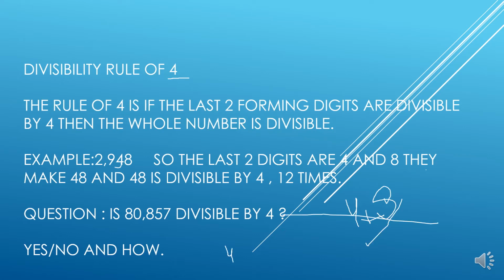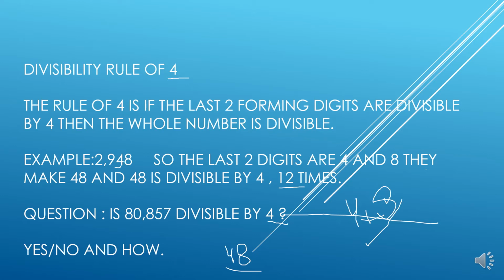So 4 and 8, don't put a comma, what do you see? 48. Is 48 divisible by 4? Yes. How many times? 12 times. So now the question is, is 80,857 divisible by 4?